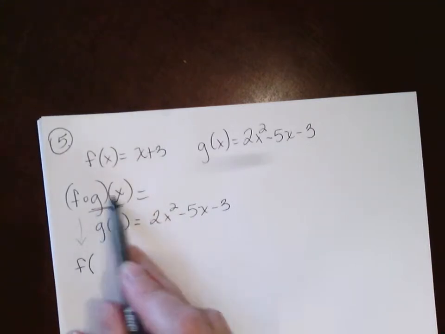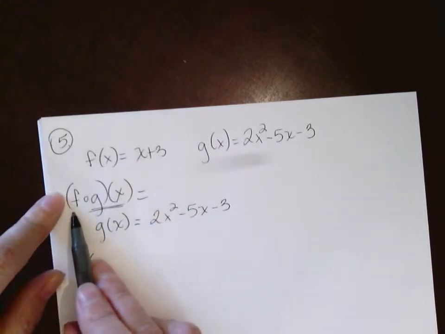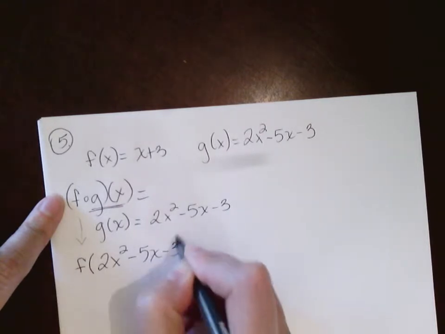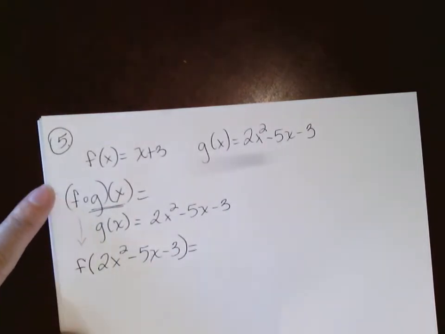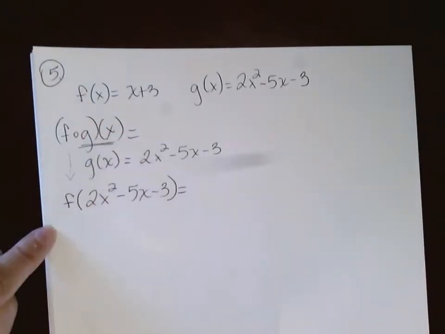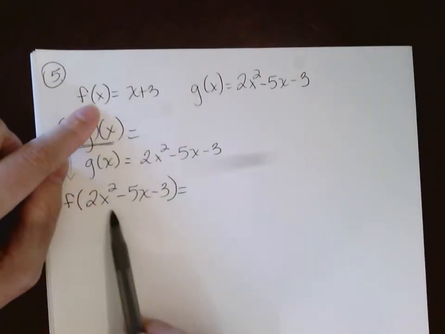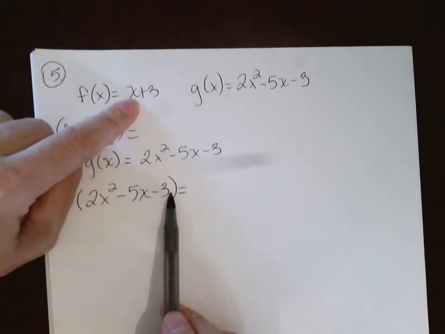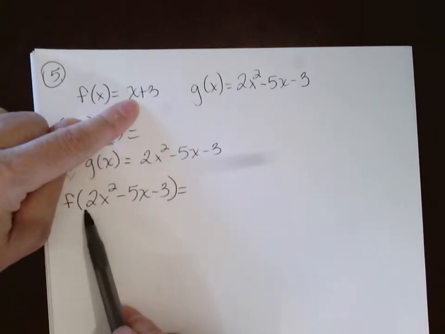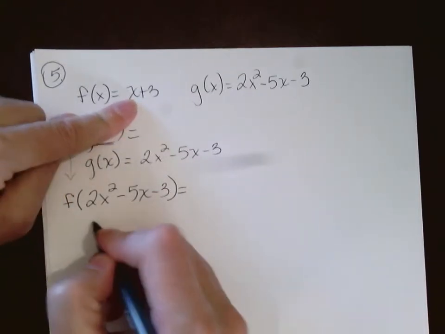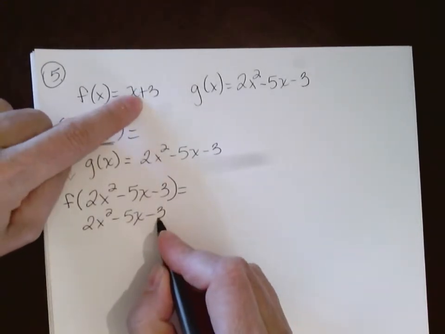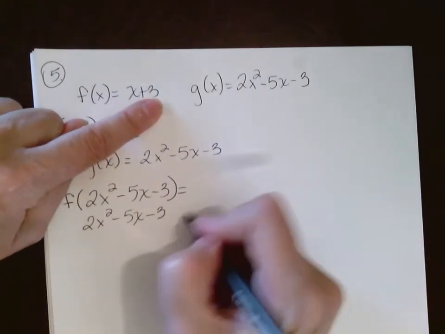Because g of x is that, if I'm finding f of g of x, I'm finding f of 2x squared minus 5x minus 3, which means go to your f of x function, and wherever you see an x, what are you going to replace it with? All of this. So right off the bat, I see an x. So instead of writing x, what do you write? This whole thing, 2x squared minus 5x minus 3. So that's what I replace the x with, and then just bring down this plus 3.